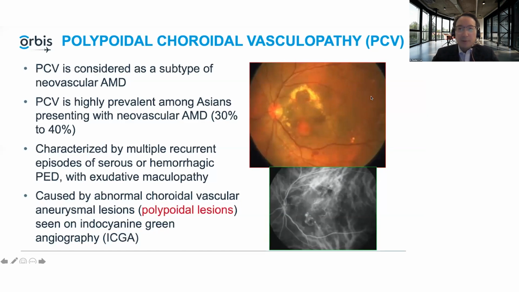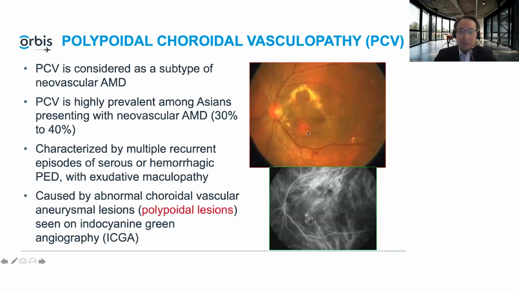So polypoidal choroidal vasculopathy, or PCV, is generally considered a subtype of neovascular AMD. The disease is highly prevalent in Asian populations and accounts for about 30 to 40% of Asians presenting with neovascular AMD. It is characterized by multiple recurrent episodes of serous or hemorrhagic PED and exudative maculopathy.